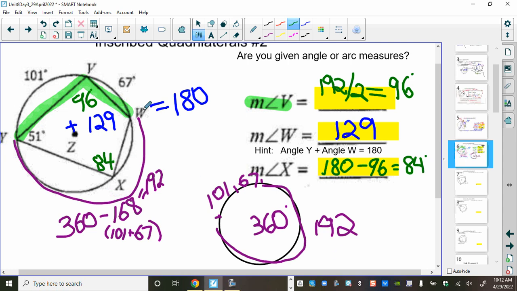And then the other way you could have done it, what's 168 divided by 2? Okay, so remember how we had the 101 and the 67 for the two arcs that were opposite angle X? If we divided 168 by 2, that's the other way you could have done that problem. Get the X, then the V. So there was more than one way you can get that done.